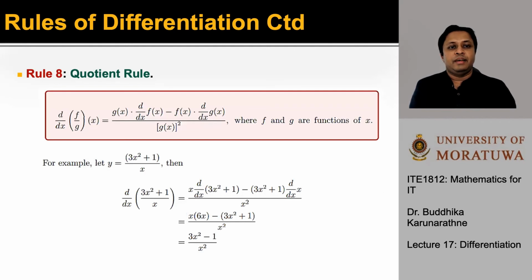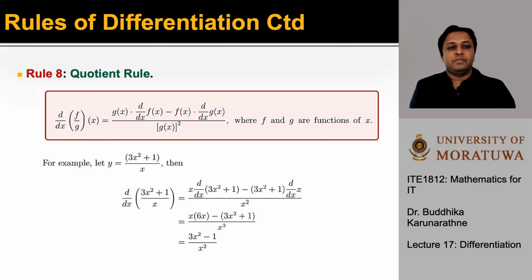And then we have the quotient rule of differentiation. When you have functions f(x) and g(x), and you want to get the derivative of the division of functions f over g, then you have to use this specific quotient rule to solve that kind of problem. Here f and g are functions of x.